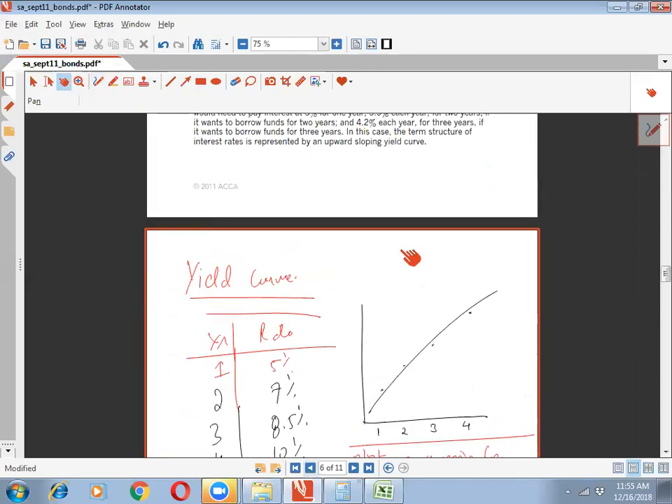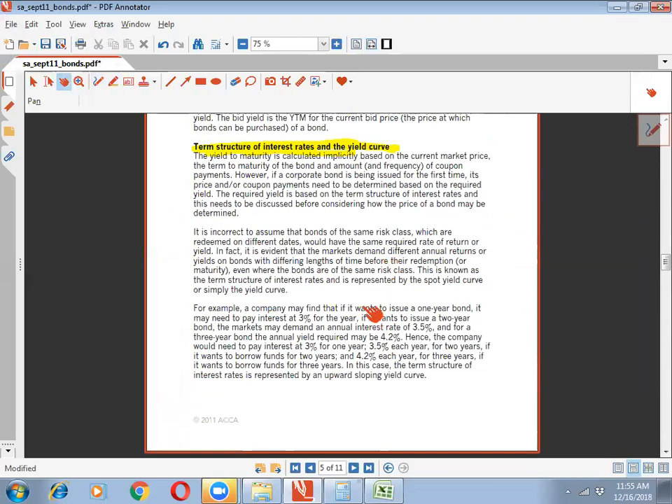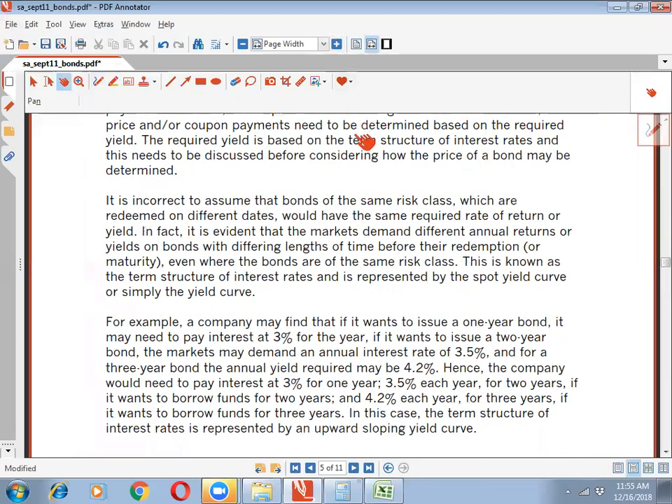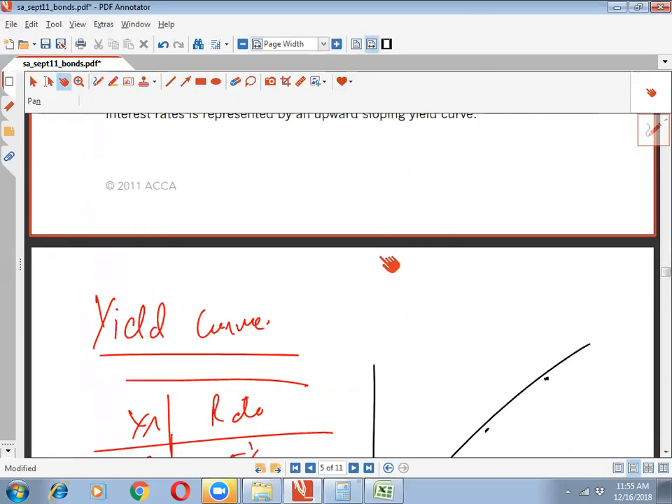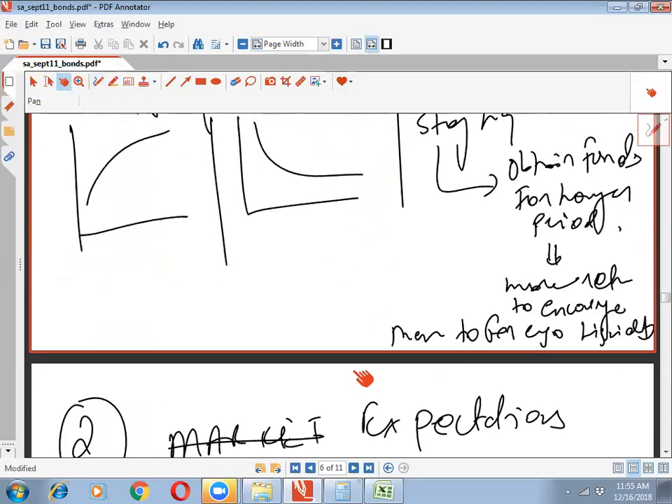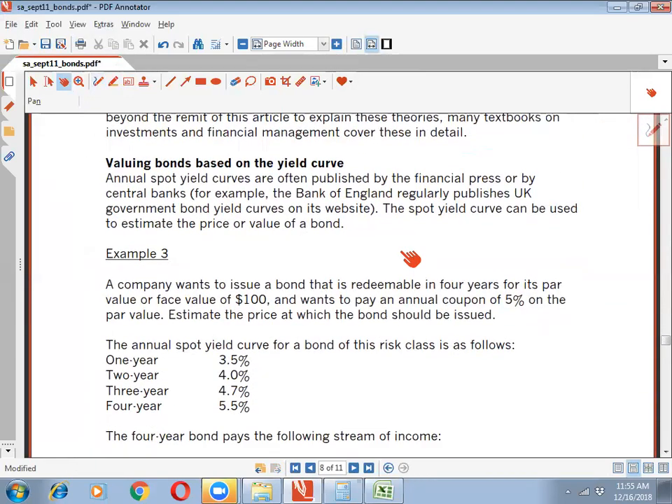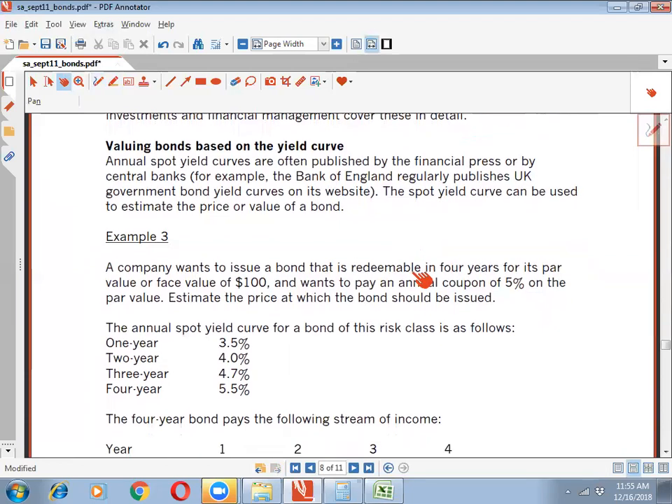Now let's move forward. You have understood the concept of the term structure of interest rates and the yield curve. The greater the term of borrowing, usually the interest rates would be higher. At times, when you come across an exam scenario, the examiner gives you a yield curve.